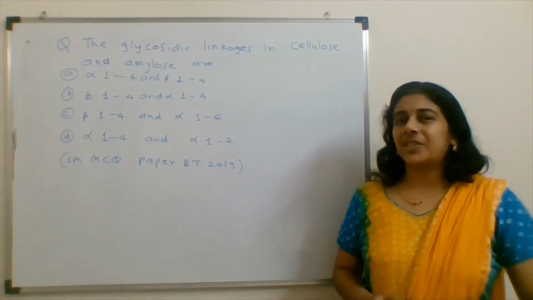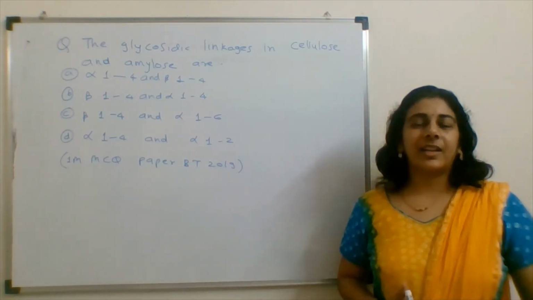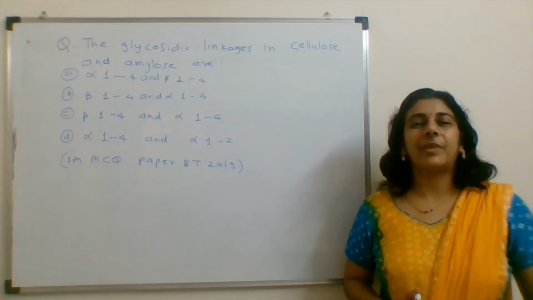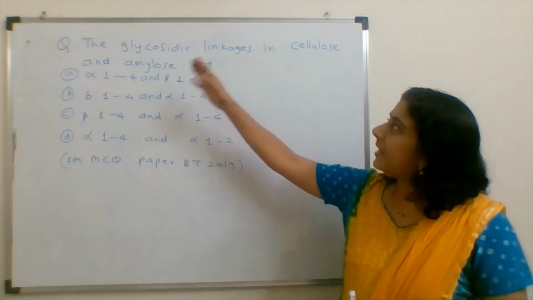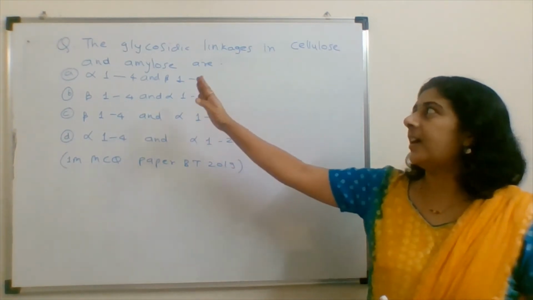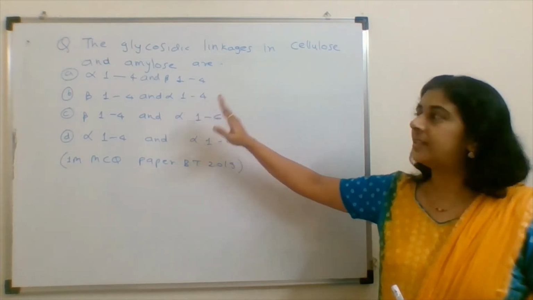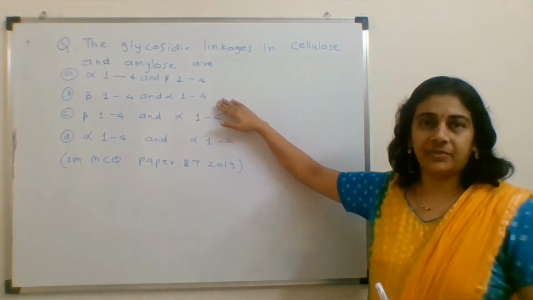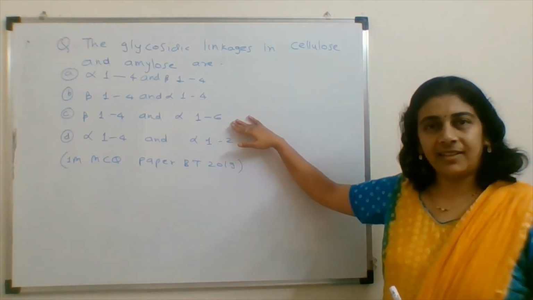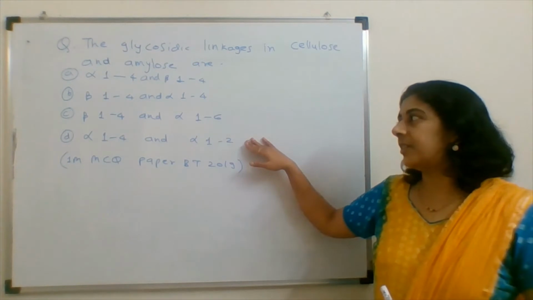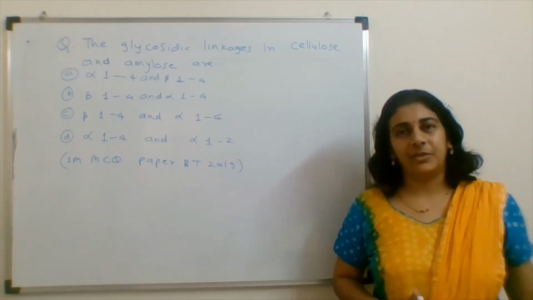So let's have the question for today's video. The question is a 1 mark MCQ type of question from the paper of Biotechnology 2019. The glycosidic linkages in cellulose and amylose are alpha 1,4 and beta 1,4, beta 1,4 and alpha 1,4, beta 1,4 and alpha 1,6, or alpha 1,4 and alpha 1,2. We have to solve this question today.